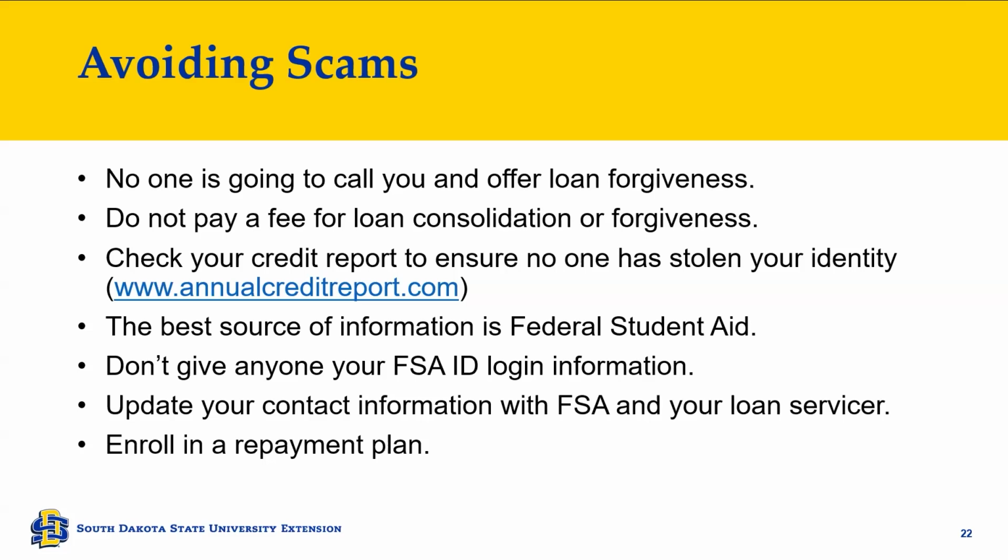You can always check your credit report to make sure no one has stolen your identity. The federal student aid or the studentaid.gov website is your best source of information. And so if you get any notification that something's happened with your loan, go to that website to verify. And keep your contact information updated, and keep your login information secure.